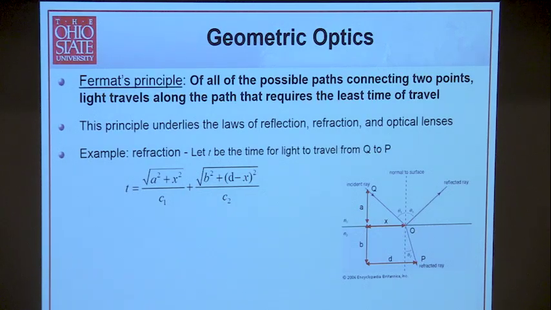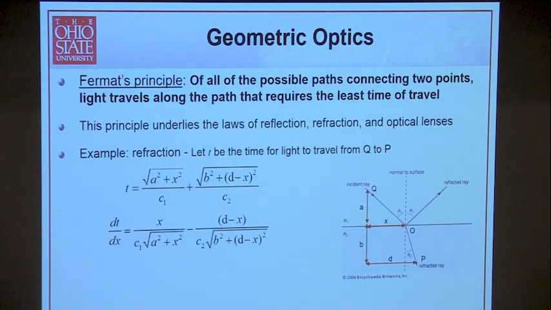Okay? But let's think about it. If we want to go from Q to here, this essentially is just going to be a distance divided by velocity, as all time is. Okay? So let's look at this geometrically. This is the hypotenuse of this triangle, and it's divided by the speed of light in this medium M1. And then this distance right here is going to be the hypotenuse of this triangle, which is d minus x, and again b. Okay? Right now that's just pure geometry.